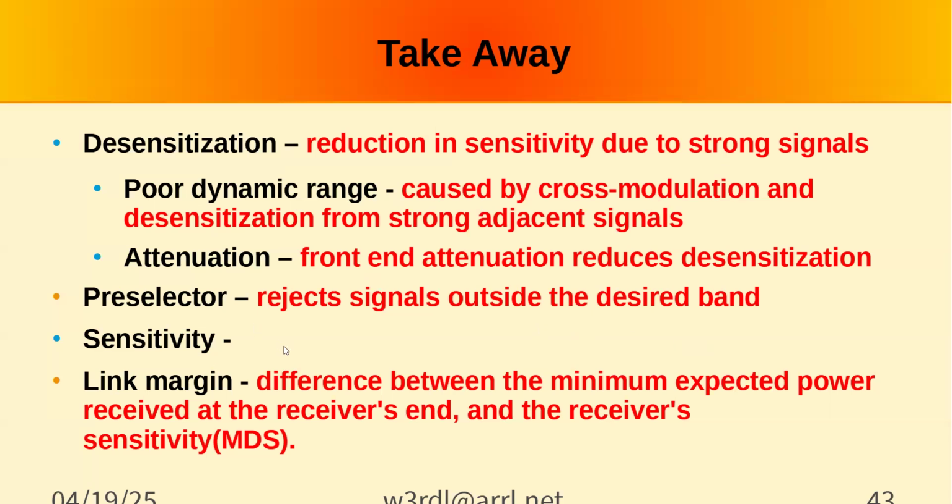I don't know, did we have anything on sensitivity? Maybe I never went back and filled that in. And link margin is pretty self-explanatory. It's just add up all the things in the path and compare that to what your minimum receiver sensitivity is, and that difference is your margin.